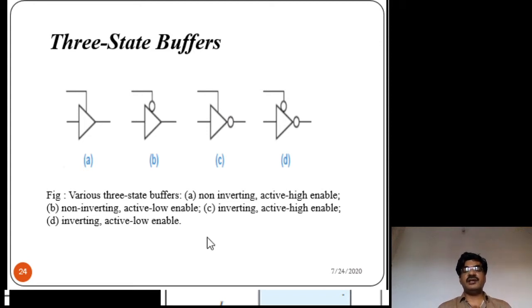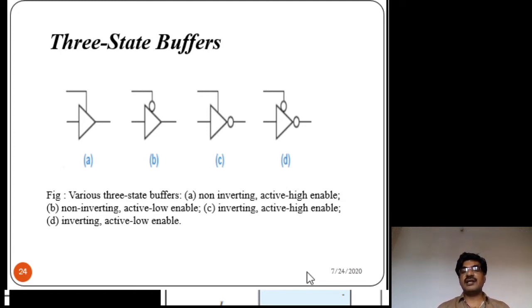Actually, in digital we have only two states: the on state, equivalent to logic 0, and the off state, equivalent to logic 1. But the third state is the high impedance state. That means the output is disconnected from the rest of the circuit. That state is referred to as the third state, or high impedance state.